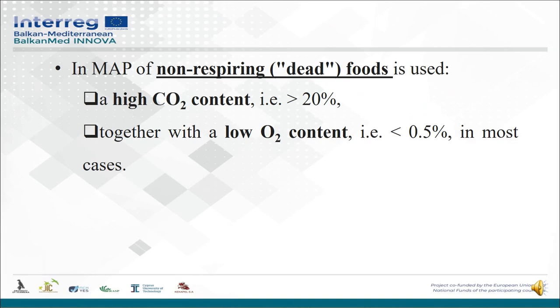In the modified atmosphere packaging of non-respiring, or dead, foods, a high concentration of carbon dioxide is used, for example greater than 20%, together with a low concentration of oxygen, less than 0.5% in most cases. But in some cases, for fresh meat and lean fish, it is recommended that the oxygen content be greater than 21%.